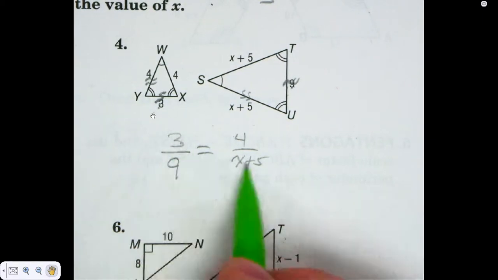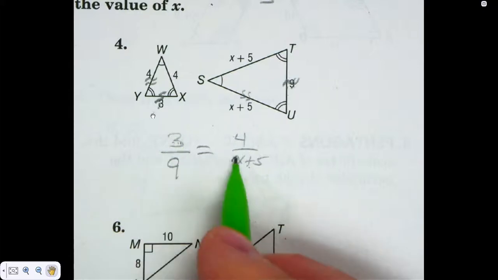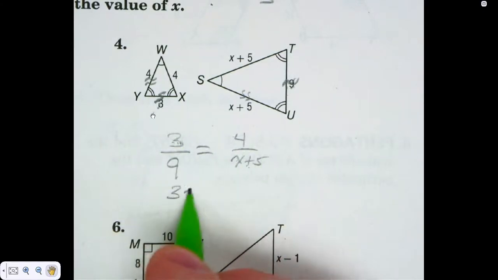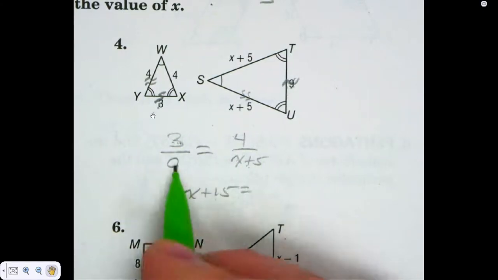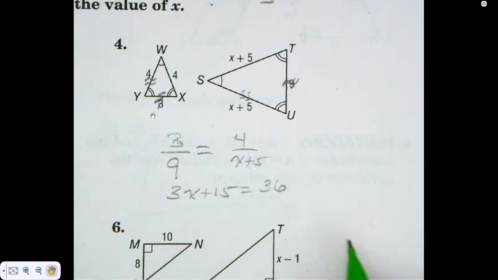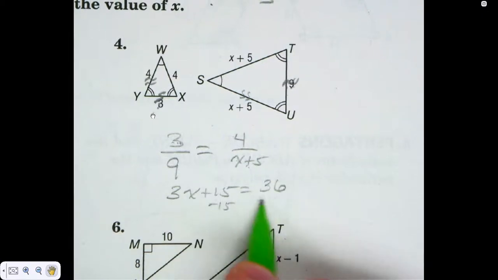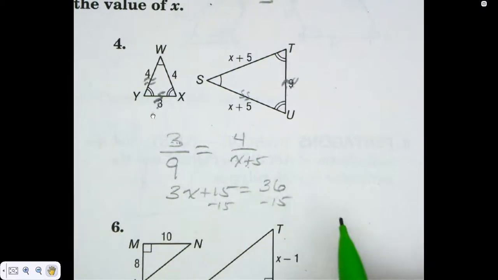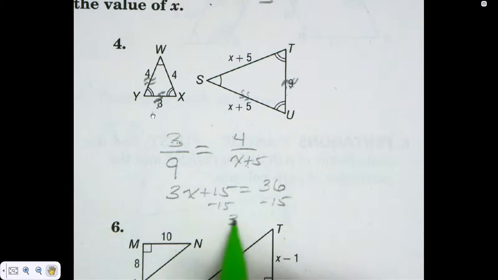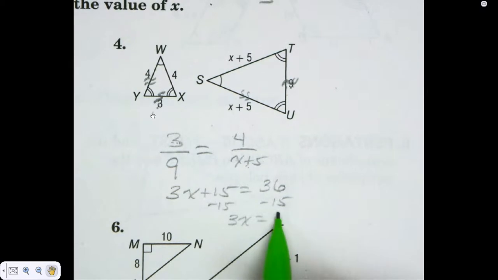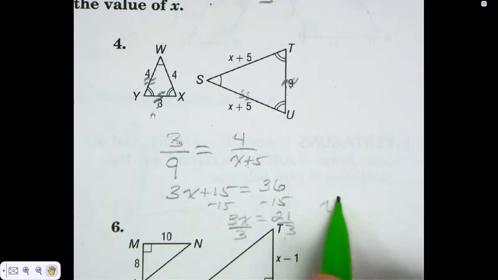Everything up here times everything down here, so it's going to be 3 times the x and 3 times the 5. So 3x plus 15 is equal to what is 9 times 4? 36. Subtract 15 from both sides. What do I get? 3x is equal to what? 21. Divide both sides by 3. What is x equal to?